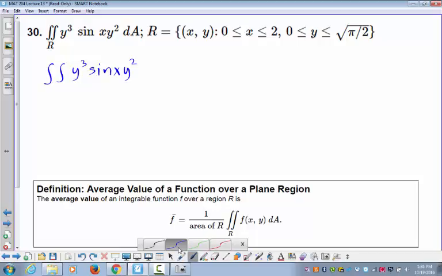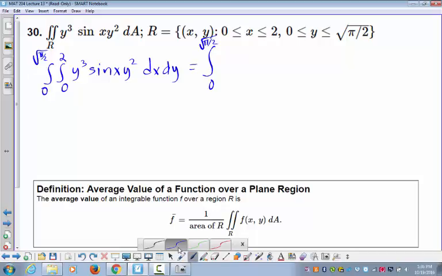So if we do divide by the y squared, that would definitely help. So let's integrate with respect to x first. So x is going 0 to 2, so we have to put the x limits there. Y is going 0 to root pi halves, so put that up top on the outside. Okay, so integrating with respect to x, the outer integral is just coming along for the ride right now.